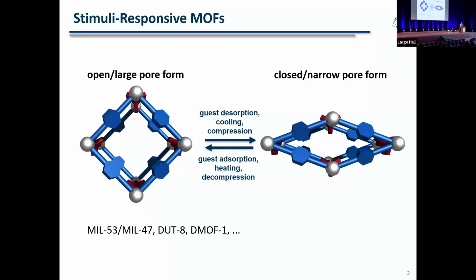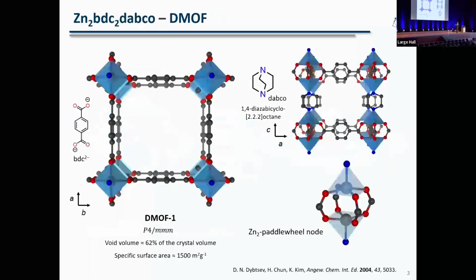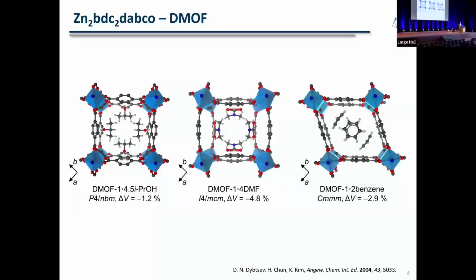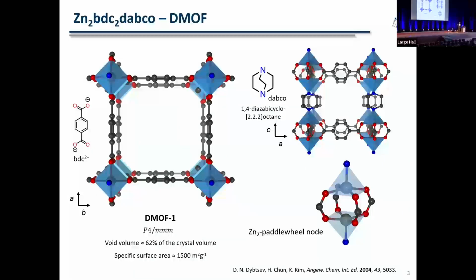And what we are interested in, or worked quite a lot on, is this material, which also has this wine rack structure, which is DMOF-1. I think most of you know it. It's been around for a very long time. It's a beautiful structure constructed from paddle wheel building units, linked by these terephthalate linkers to form this 2D square grid network. And then you have the DABCOs to pillar these layers in the third dimension. And this framework is already quite flexible in this non-functionalized state.